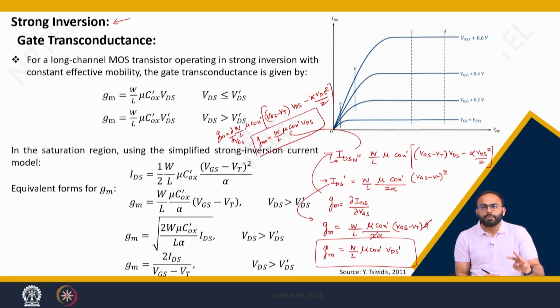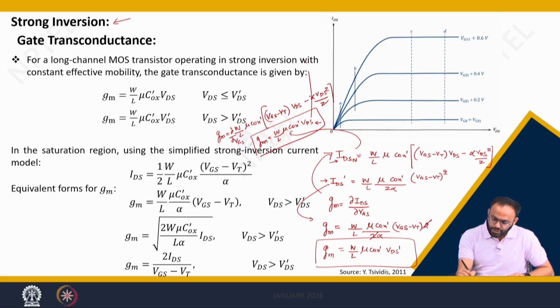We get a clear picture of GM in the saturation and non-saturation regions. In the non-saturation region, GM is not dependent on VGS; it is a function of VDS. Whereas GM in saturation becomes a function of VGS.